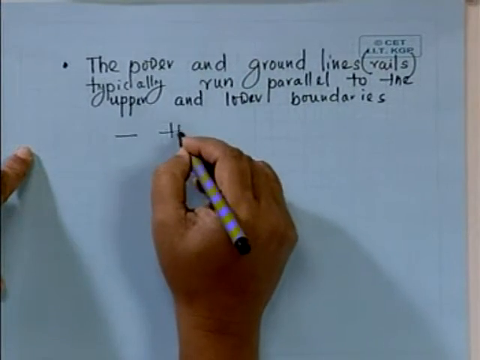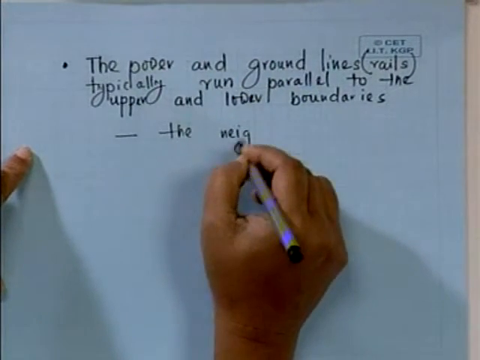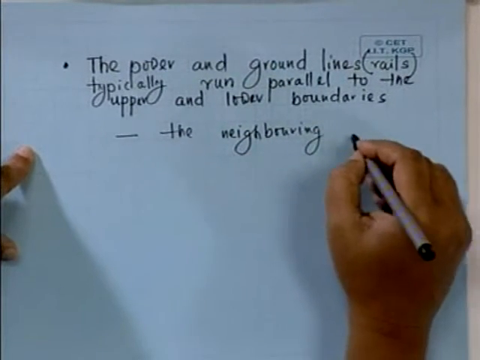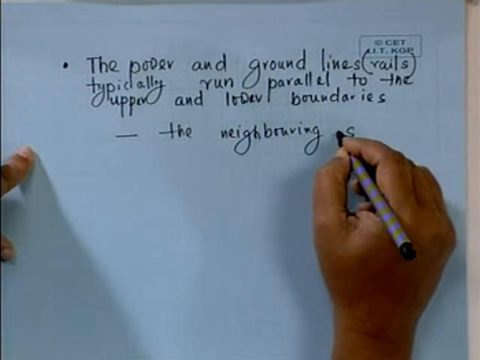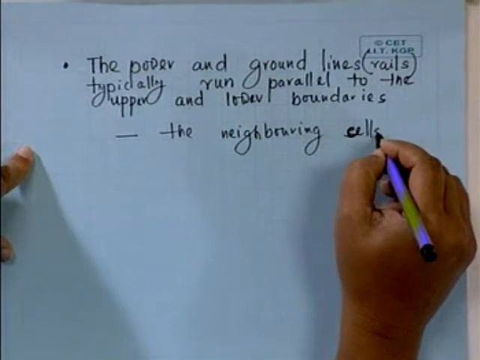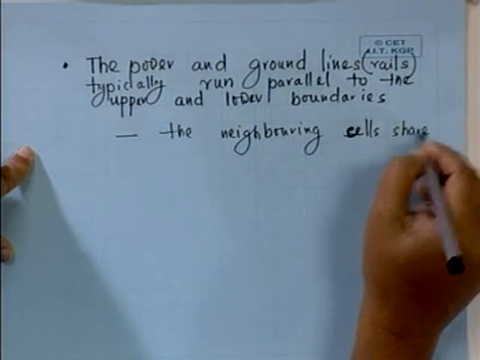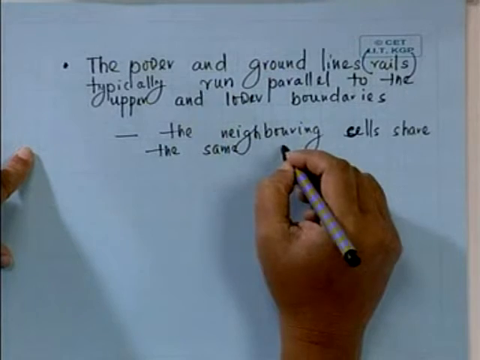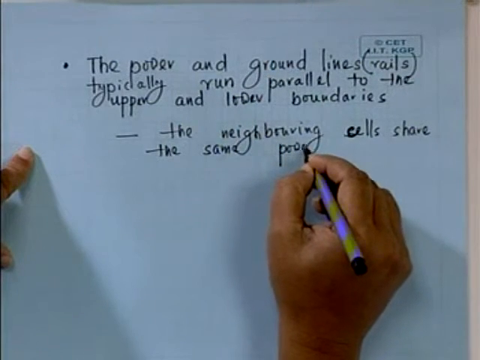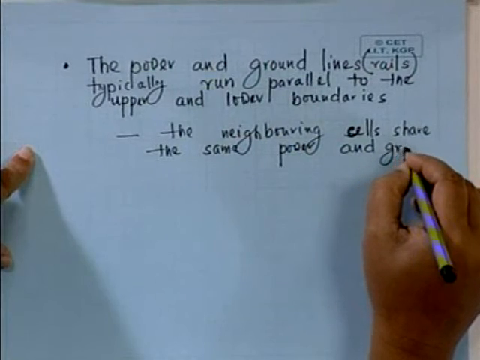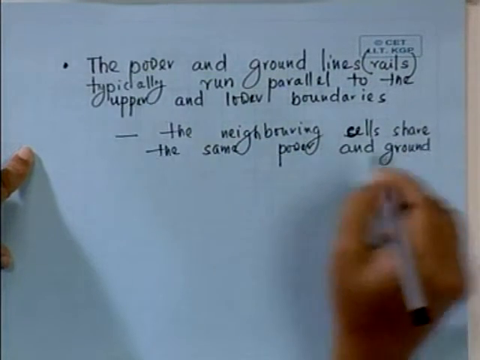The neighboring cells share the same power and ground lines.